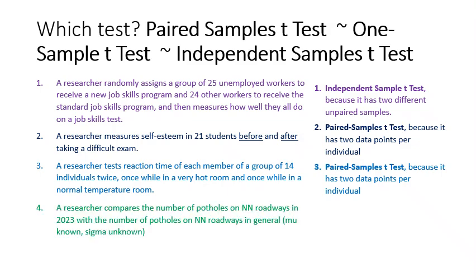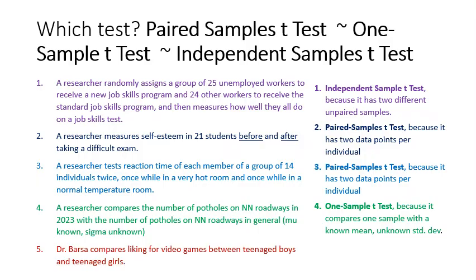Number 4: a researcher compares the number of potholes on Navajo Nation roadways in 2023 with the number of potholes on Navajo Nation roadways in general. The mu is known, but sigma is unknown. In this case, since sigma is unknown and we have to estimate it from our sample, we have a one sample t-test. So let's continue.